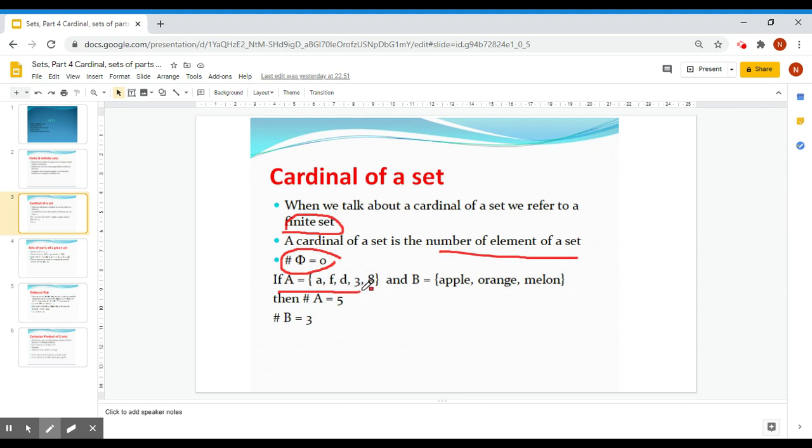Here's set A, it contains 5 elements, so cardinal of A is 5. Set B contains 3 elements, so cardinal of B is 3.